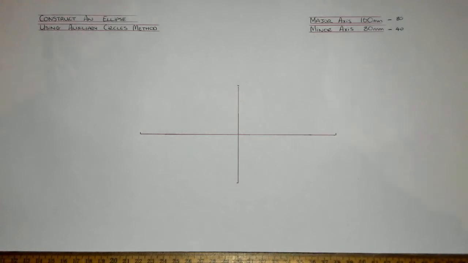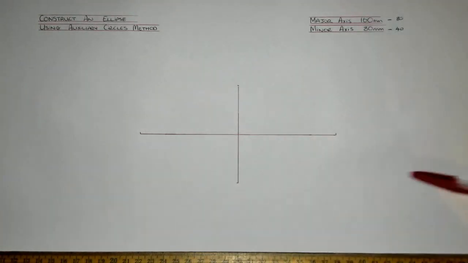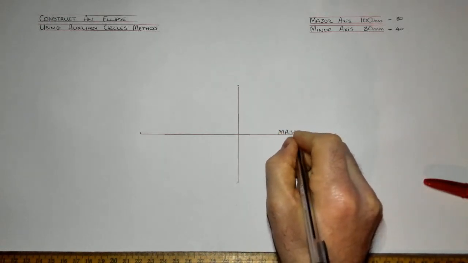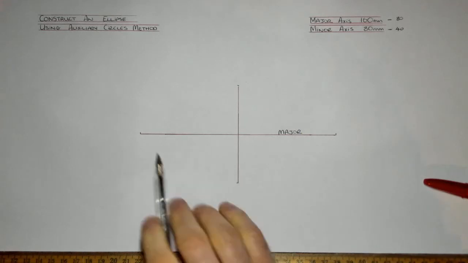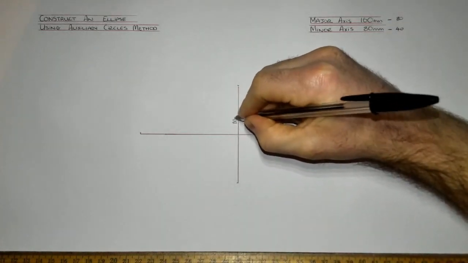So what I've actually drawn in here is my major axis. I'll write that in there. I'm just going to write in major. Okay, so this line here is my major, and this one here is my minor.